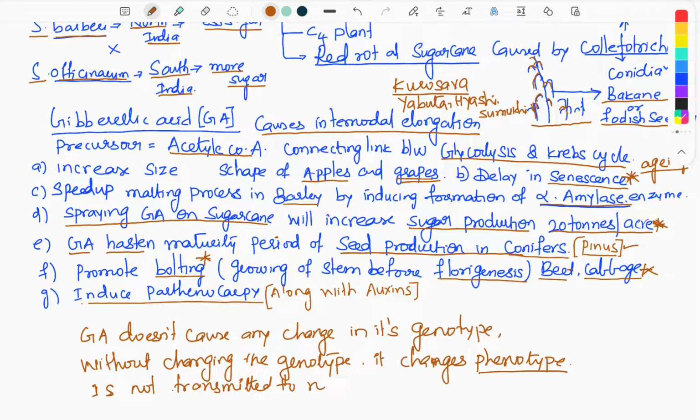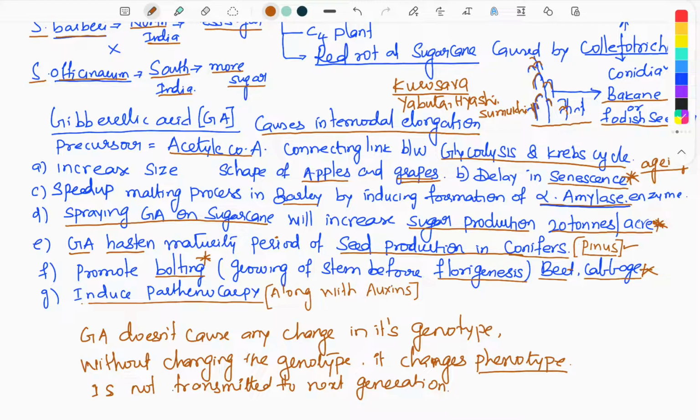Do remember, it is not transmitted to next generation. It is something like one person is going to gym and he built a lot of body, triceps, biceps, like so many muscles he developed. And when he gives birth to a child, do you think that child also contains the muscles? No, child does not contain muscles, because there it's not inheritance. It is acquired character. It's not inherited character. So gibberellin is also called the same.